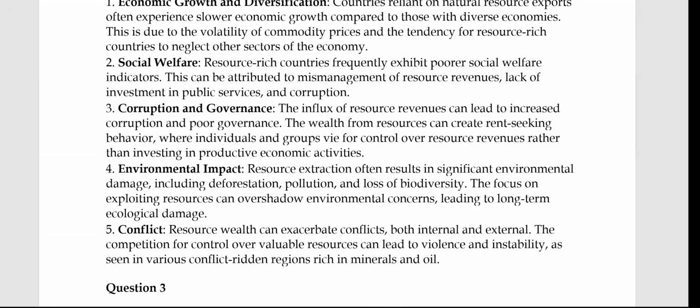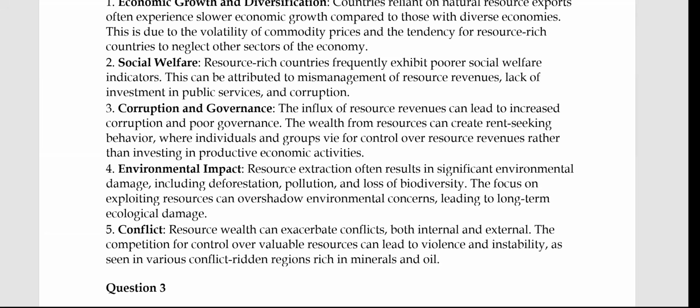Resource extraction often results in significant environmental damage, including deforestation, pollution, and loss of biodiversity. The focus on exploiting resources can overshadow environmental concerns, leading to long-term ecological damage.